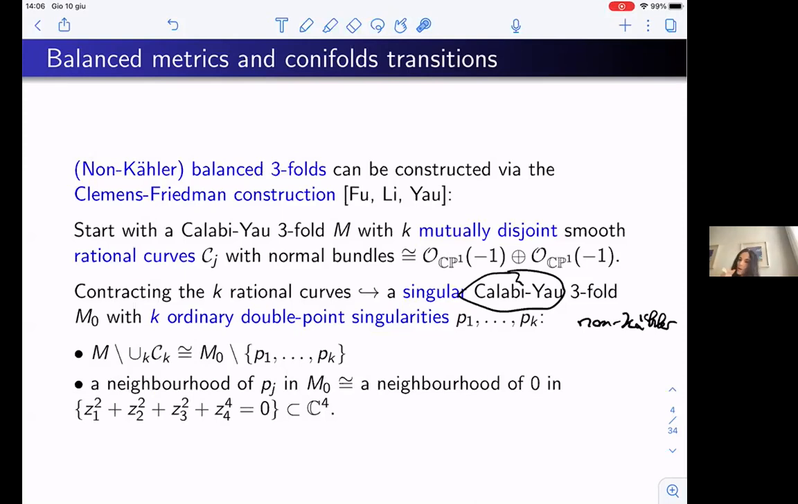And what is going on is that if you remove from M the union of these rational curves, in fact, you get something that is biholomorphic to M0 minus the points P1, ..., Pk, so the singularities. And a neighborhood, locally, of a point in M0 is just a neighborhood of the origin in this locus inside C4.